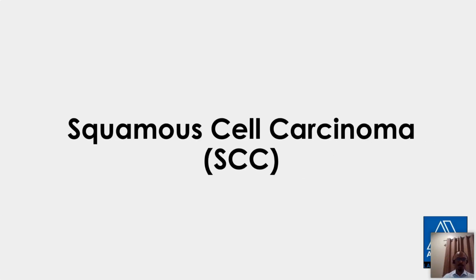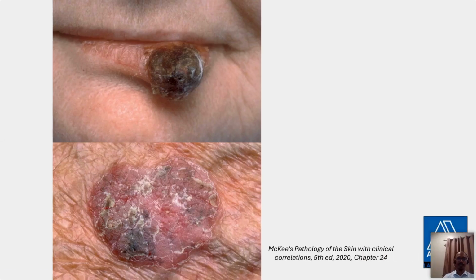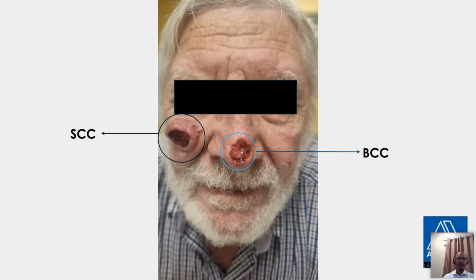Then moving to squamous cell carcinoma, this typically presents as exophytic, keratotic, or crusted nodules. Sometimes they can actually form plaques, as in the picture on the bottom. Okay, I've already showed you this picture. This is a BCC that's ulcerated here at the tip of the nose, and there is a squamous cell carcinoma on the cheek here, a raised tumor with a central crusted or keratotic area.